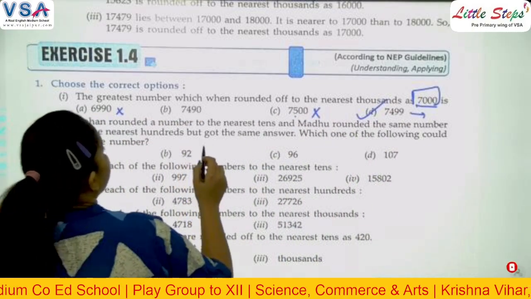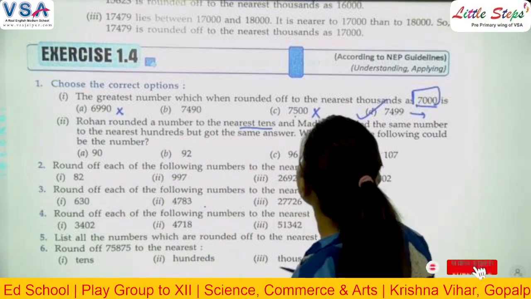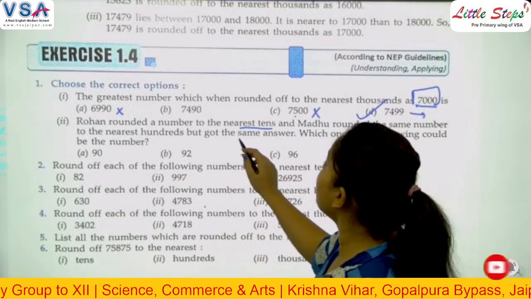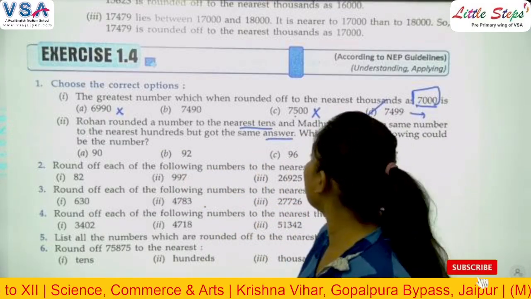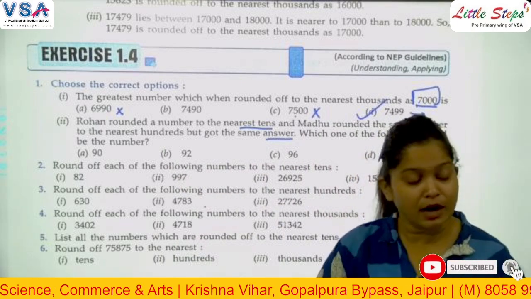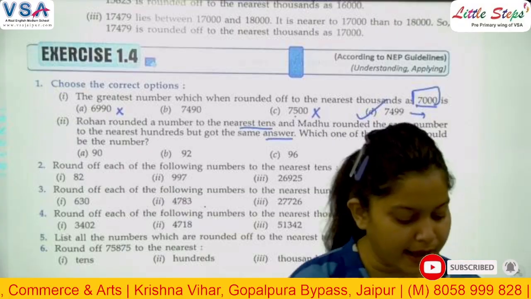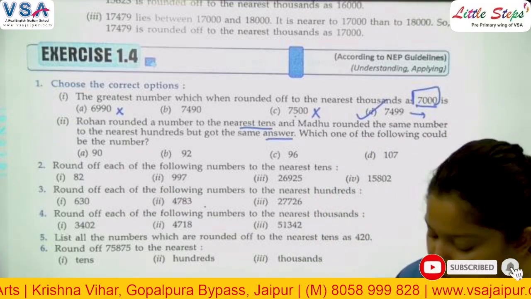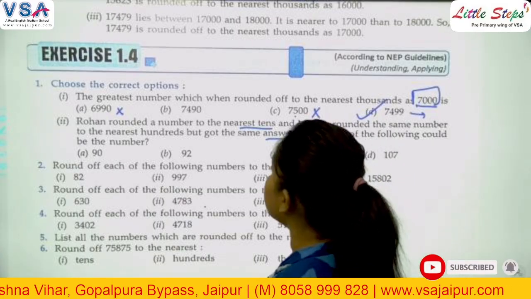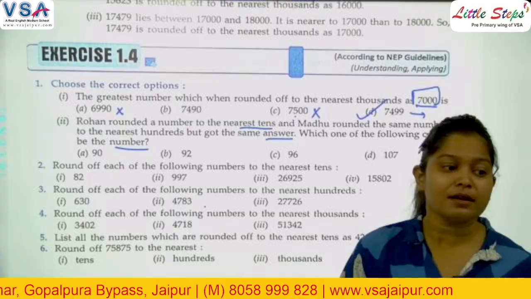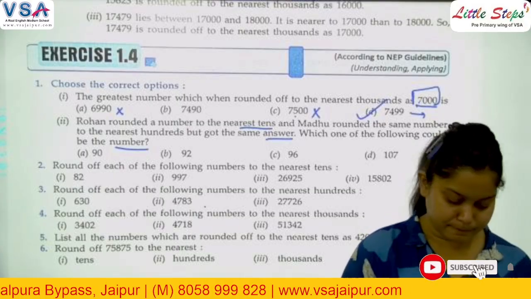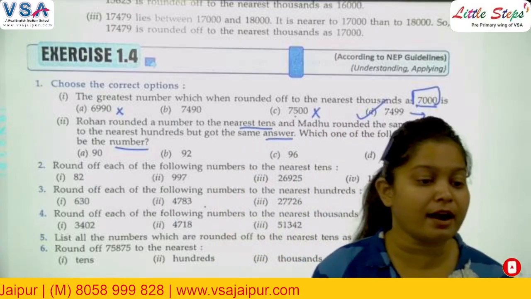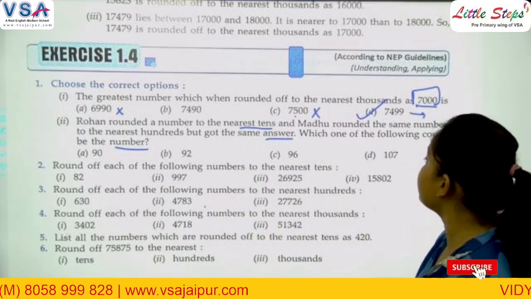Rohan rounded a number to the nearest 10 and Madhu rounded off the same number to the nearest 100 but got the same answer. Both Rohan and Madhu rounded off the number by 10 or 100 but both of them got the same answer. So which one of the following could be the number? Which is the correct option according to you? Tell me. Just because they are rounding off with 10 and 100, what is the answer? Tell me.